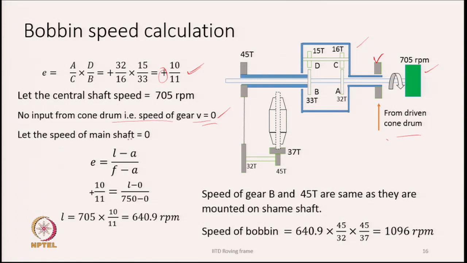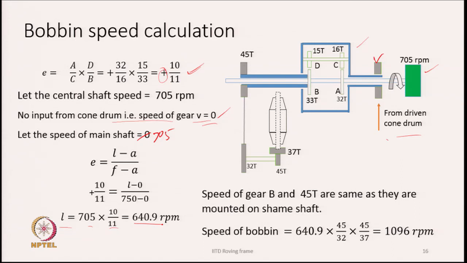So, the speed of the main shaft is not 0, it will be 705 rpm. So, from this formula E equal to (L minus A) by (F minus A), we can write the value of A, 10, E is plus 10 by 11, and we put the respective values of A and F. In this case, L is what we need to find out, L is the speed of the output gear, and therefore, we can say L is 705 into 10 by 11, which gives you a figure of 640.9.